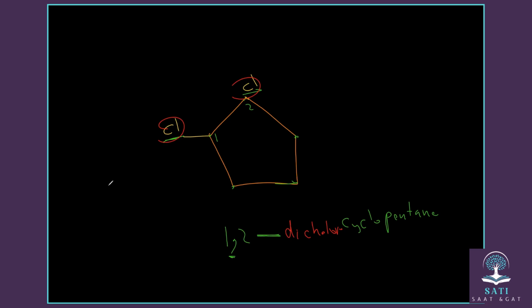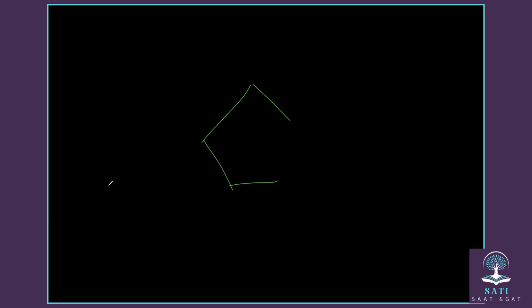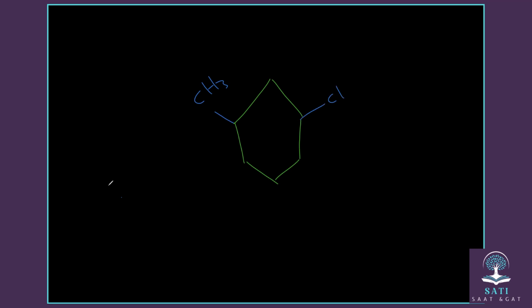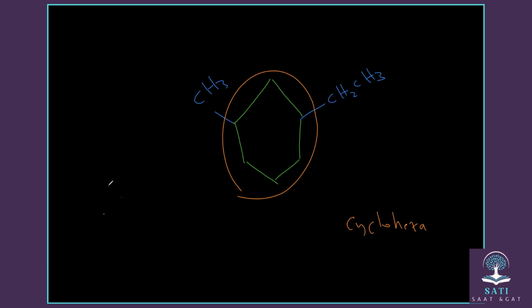Okay, another one. If I have here 1, 2, 3, 4, 5, 6, so this is now hexane. And since it is cyclo, we call it cyclohexane. If this one now is attached to CH3, and this one is attached to, for example, CH2CH3, how do I name this one now? First, the main compound, what is it called? Cyclohexane. Good, thank you.